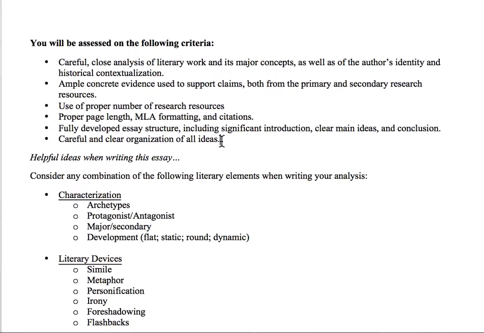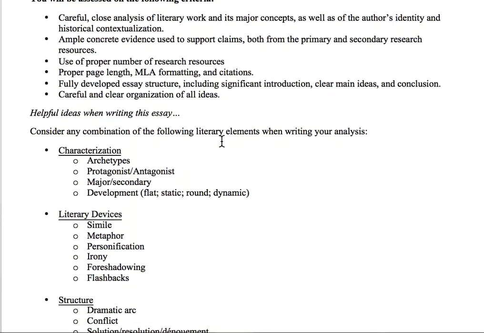So you guys are going to be assessed on criteria of making sure you have a close analysis of the work and its major concepts, as well as the author's identity and historical contextualization. Good, solid, concrete evidence to support your claims from both the text and from the research sources. Make sure you have the proper number, that's 2. Make sure you can always do more, just make sure you have at least 2. Make sure you have proper page length, MLA, and citations, and then a fully developed essay structure with the intro, main ideas, and conclusion, and then a good organization of all your ideas.